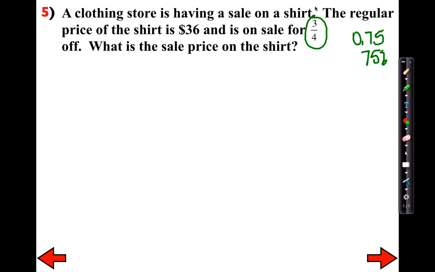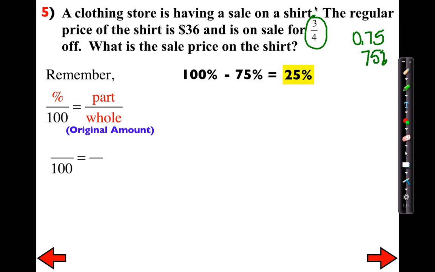So if they want to know the sale price, if you are saving 75%, that means you're spending 25%. I can prove it to you. Here's 100% of the item. If you're getting a discount, you're going to subtract that 75%, which leaves us with 25%. So now we're going to go ahead and set up our proportion. That's going to be 25 over 100. And here, this 36, is it an original amount or is it a new? Well, it says the regular price on the shirt is $36. So we're going to go ahead and put it as our denominator, and n would be our numerator.